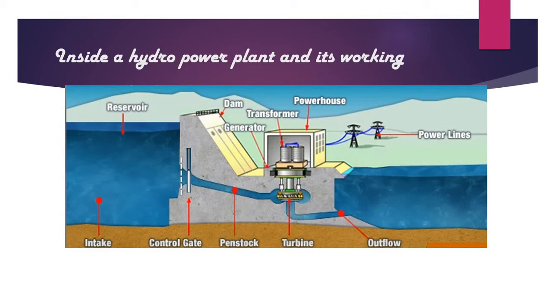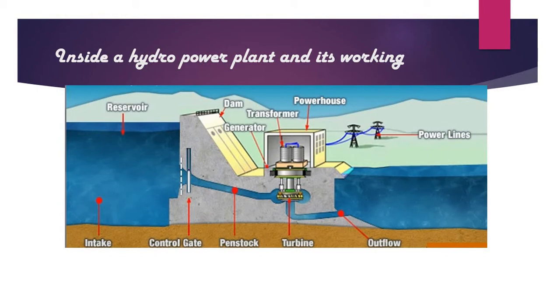So now let's learn about the working of a hydropower plant. The basic requirement of a hydroelectric power station is a reservoir, where a large quantity of water is stored during rainy season and used during the dry season. The reservoir is built by constructing a dam across the river. The water from the reservoir is drawn by the forebay through an open canal or tunnel.